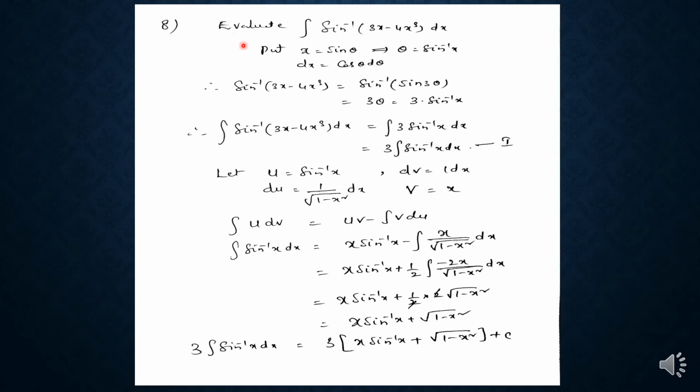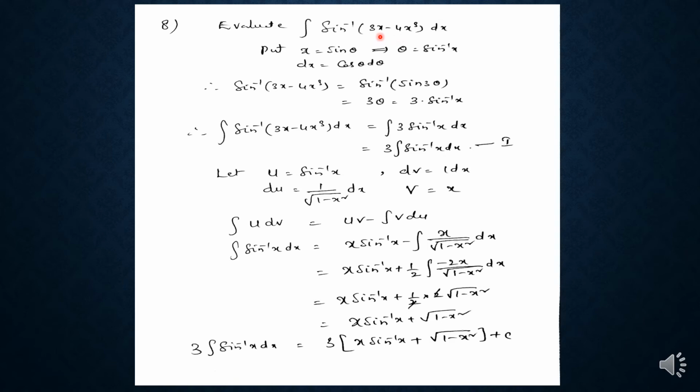Evaluate the integral of sine inverse of 3x minus 4x cube dx. In this integrand, we can find only one function, sine inverse of 3x minus 4x cube. In the inverse function, if we look at the argument, by substituting something here, we can simplify the function. In differentiation also we did some transformations by using trigonometric formulae. So we can recall those formulas by putting something here in the brackets, and we will get the simple form.